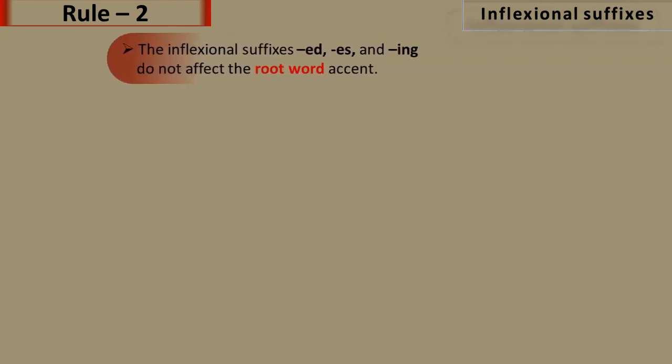Earlier we learned about what a suffix is. Let us again memorize the knowledge of a suffix. A suffix is mainly added at the end of a root word and is of mainly two types. One is inflectional suffixes, the second is derivational suffixes. And there is a rule about inflectional suffixes. Let us have a look at what inflectional suffixes are.